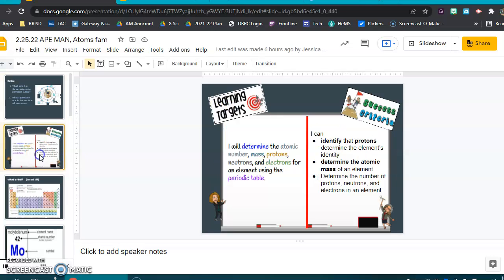That's awesome. So today we're going to determine the atomic number, mass, proton, neutron, and electron count for an element using the periodic table. You can identify that protons determine the element's identity, determine the atomic mass of an element, and determine the number of protons, neutrons, and electrons in an element.